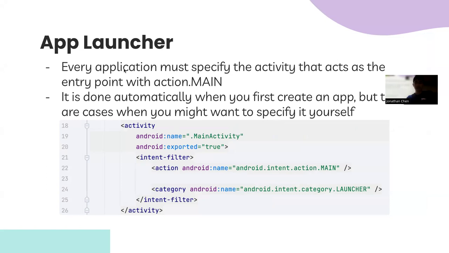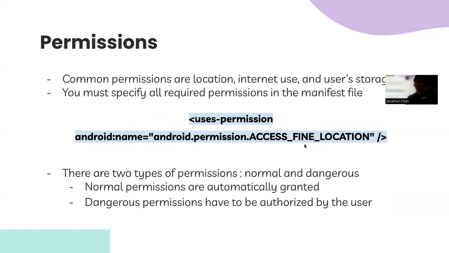And then the app launcher, basically you need to specify the entry point. So like in Java, there's the public static void main that tells the compiler where to start your code. And it's kind of the same functionality here, where you have to specify what your entry point for the activity is. Oh, it ends like this here. Any questions on that? It's all kind of foreign for now, but if time permits, we can get into a little demo just to see what's up.